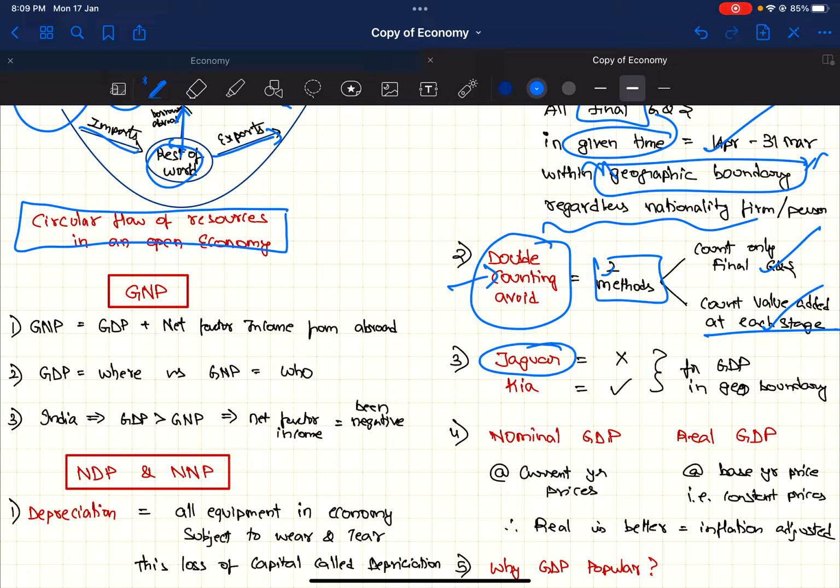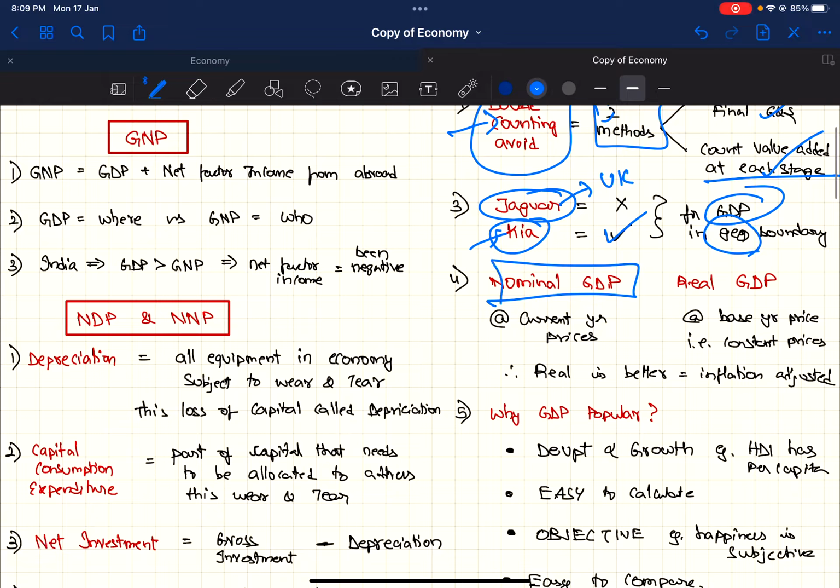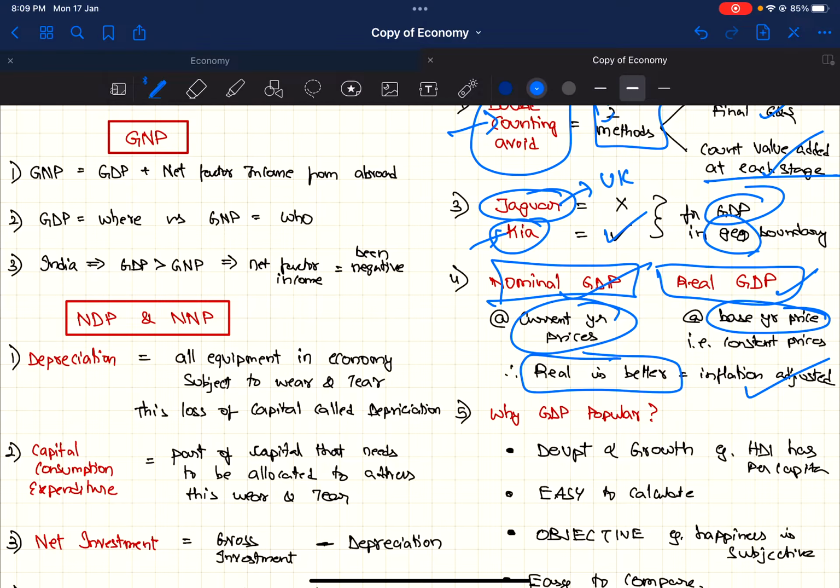For example, Jaguar is manufactured in the UK, but it is owned by Tata. Still, it won't count in India's GDP. Kia is a Japanese company, but it is manufactured in India. It will be counted in the GDP. Now we have nominal GDP and real GDP. Nominal GDP is at current year prices. Real GDP is at base year prices. So real GDP is the better one because it is inflation adjusted.